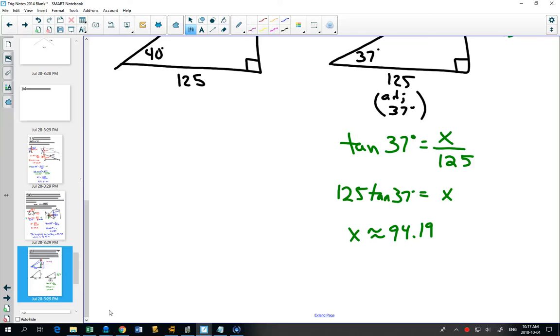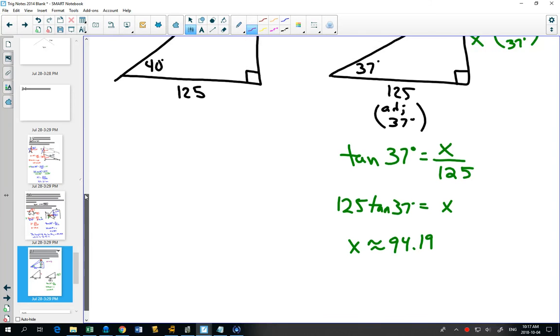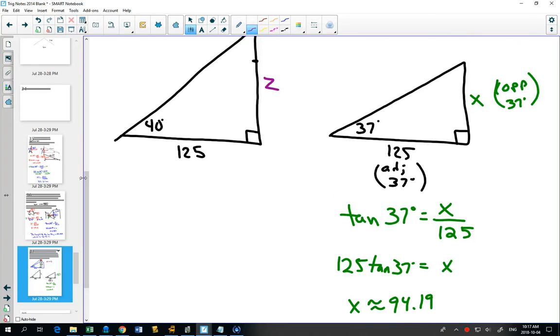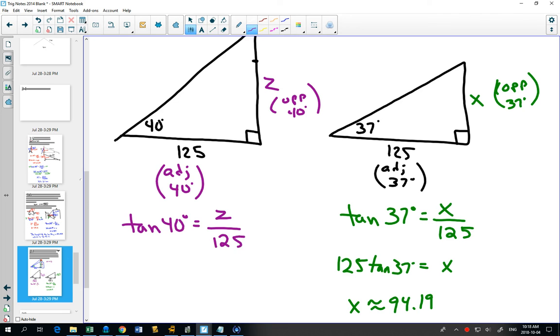Switch colors to purple. We're going to solve for Z. Again, it's going to be very similar because on Z, this is the opposite side of the 40 degrees, and this is the adjacent side of the 40 degrees. Opposite and adjacent, we need to use tan again. So now tan of 40 degrees will equal Z over 125. Multiply both sides by 125.